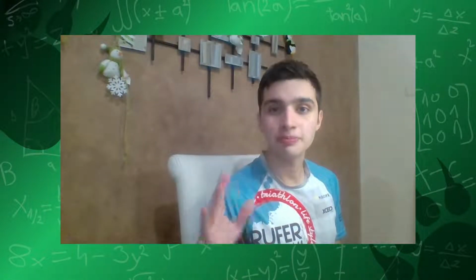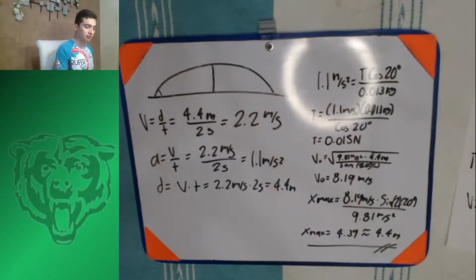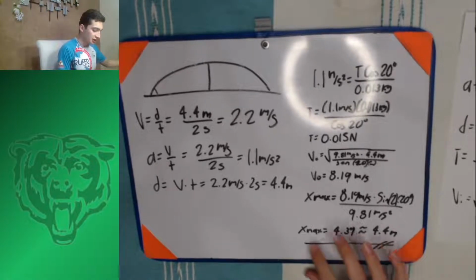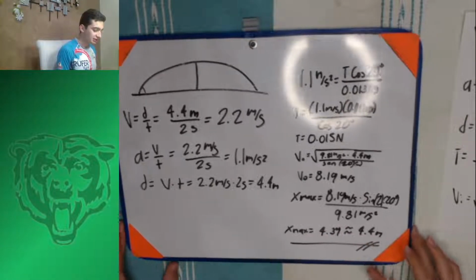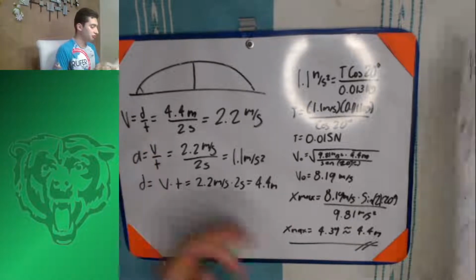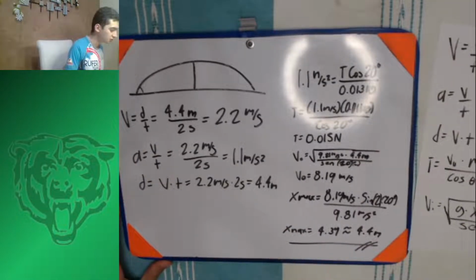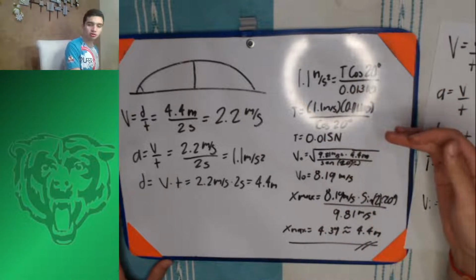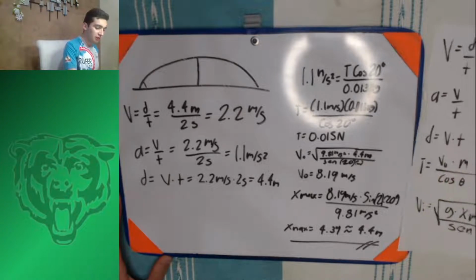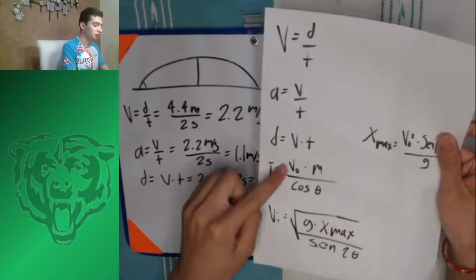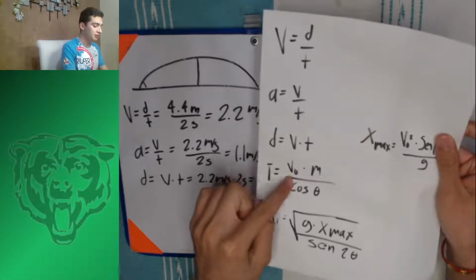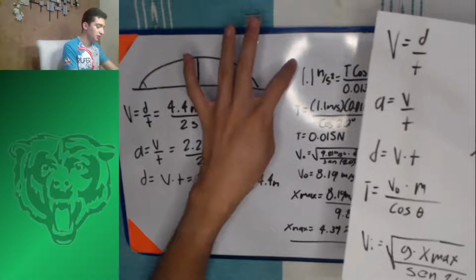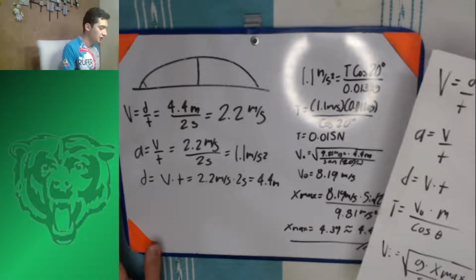Now let's talk about the procedure. In this case, as we have here in the equations, we want to find the x maximum, or in this case the distance, with these values. For example, as we calculated before, we wanted the tension of the ropes, and we have over here that the tension is equal to the initial velocity times the mass divided by the cosine of the angle. And we also wanted the initial velocity of the projectile.